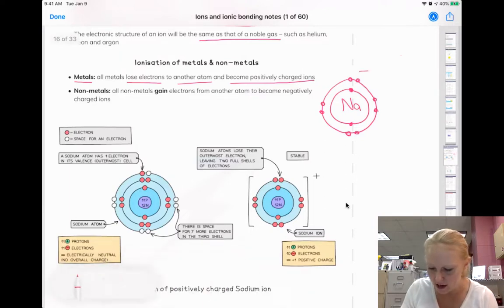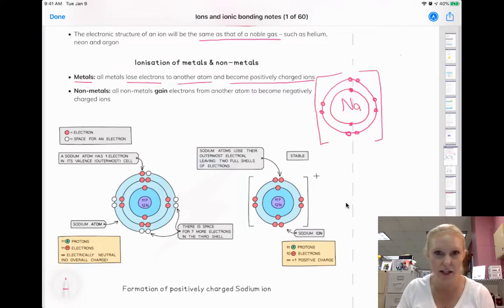And again, once that happens, we like to put the brackets around our electronic structure and put the charge, which remember, charge is determined by electrons. If you lose electrons, you become positive because there's more protons. If you gain electrons, you become negative because now you have more electrons than protons.